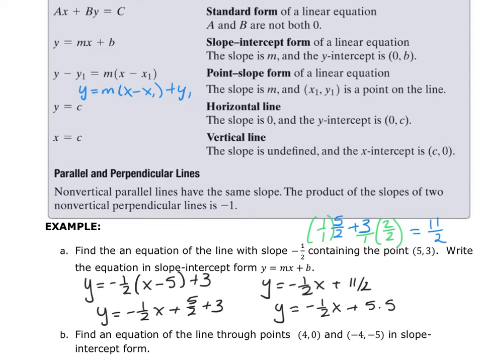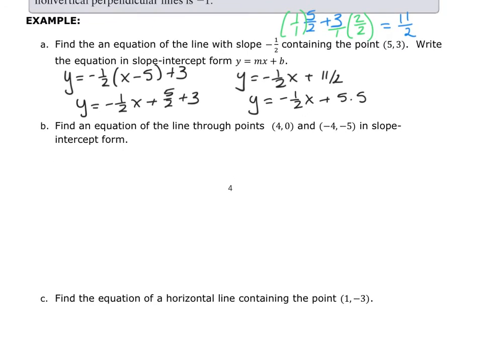Okay, cool. If there's no questions, and I'll leave this up for you all to look at, I want you to go ahead and do B and C, please. So let's take a look at that.